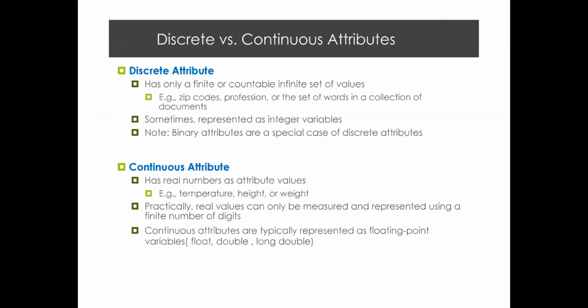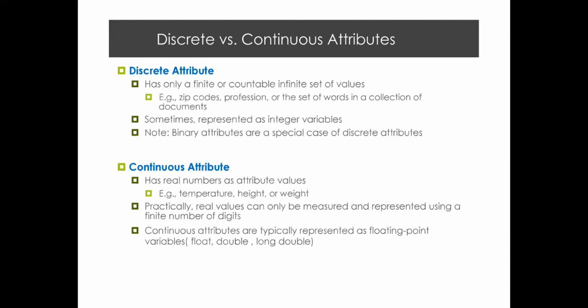And the final one is how to differentiate between the attributes, that is, the discrete and continuous attributes. The discrete attribute has only a finite or countably infinite set of values, like zip codes, a set of codes, or a collection of documents. You have to represent it as a discrete attribute. Sometimes you have to represent it as integer variables also.